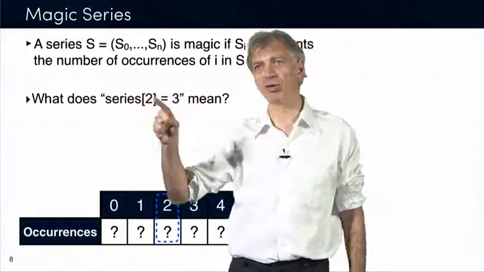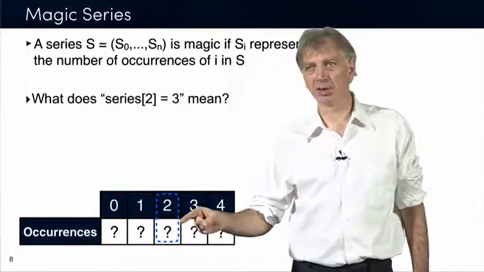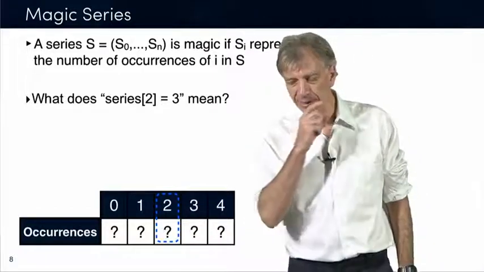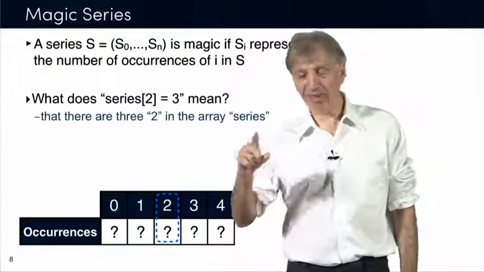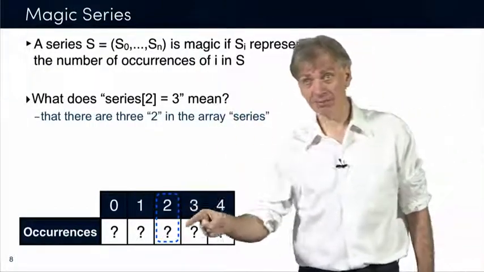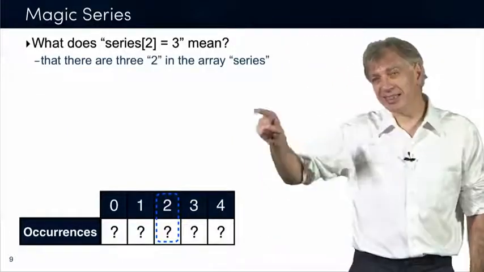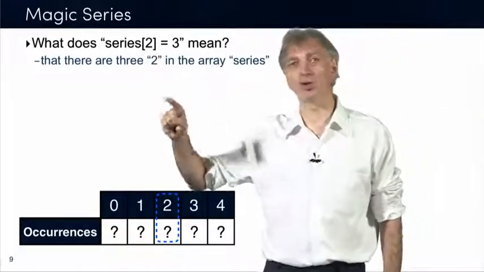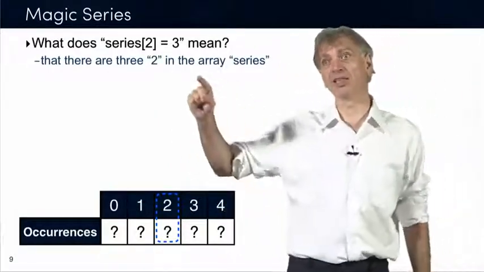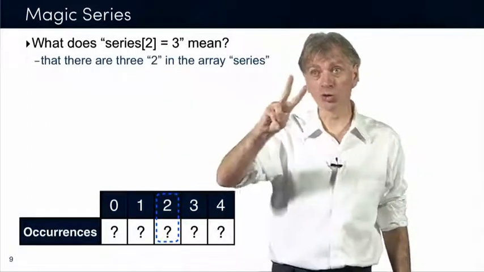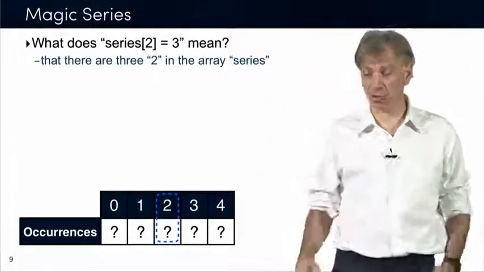Assume that series 2 is equal to 3. What does that really mean? That basically means that the value here, I'm going to put a 3 over there. It means essentially that there are 3 2's in this array. So far so good. That's what we know. But saying that there are 3 2's in this array means what? How many occurrences does that count for? Well, essentially, there are 3 2's. So two occurrences, and we have that 3 times. So that means that there are 6 occurrences.